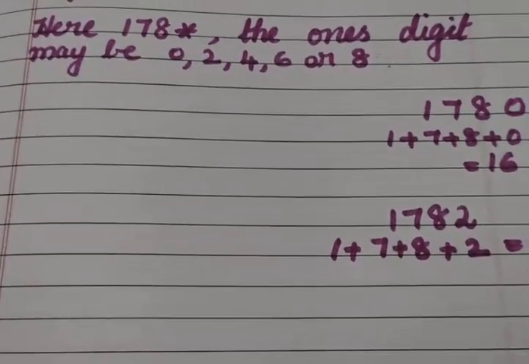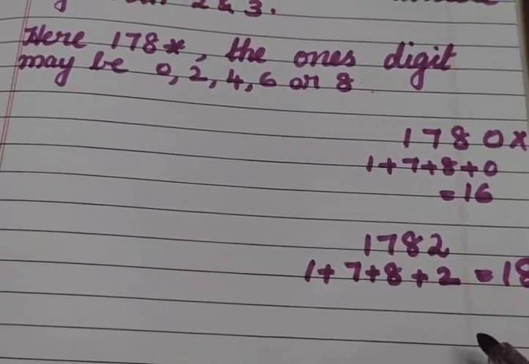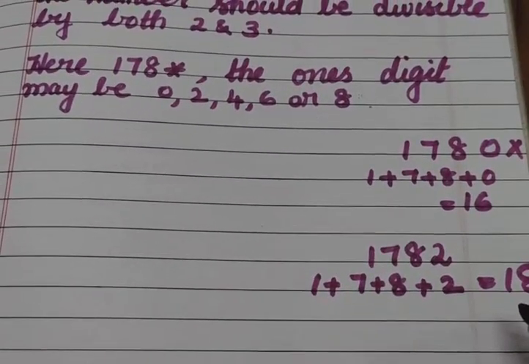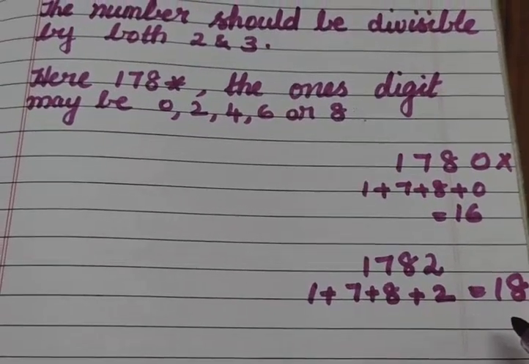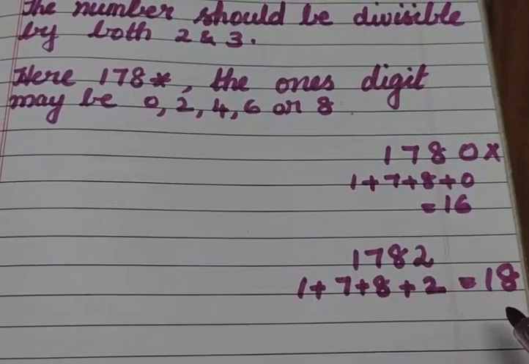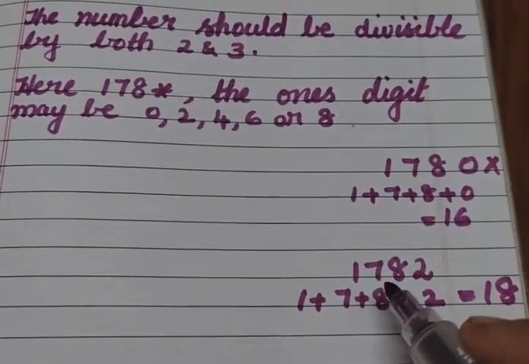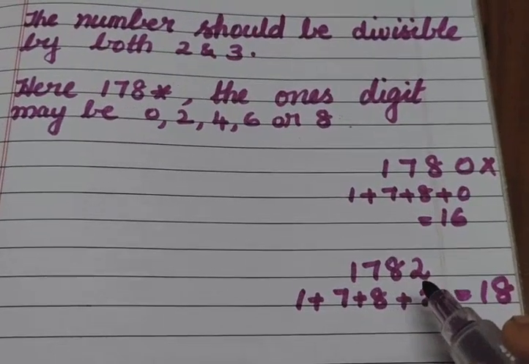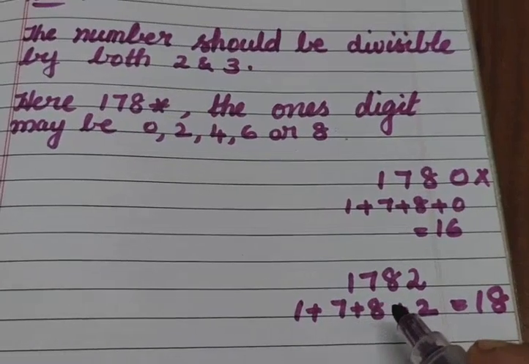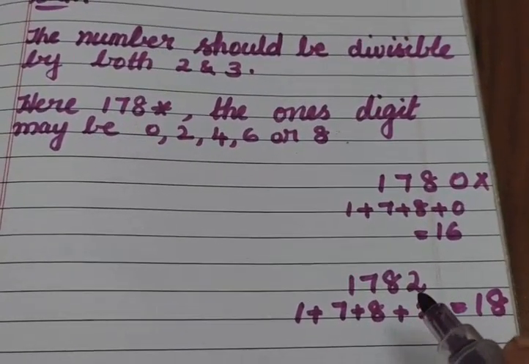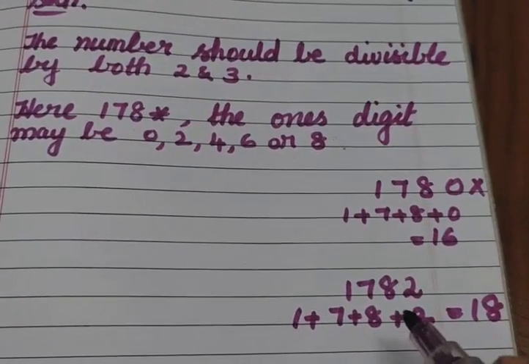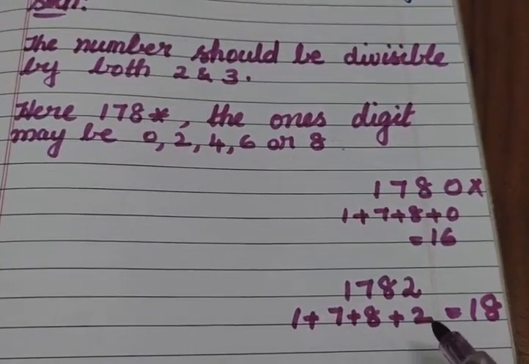Is 18 divisible by 3? Yes, in the table of 3, 18 is there, is it not? 3 6s are 18. Is it not, children? So 18 is divisible by 3. Then here, 1782. Ones place 2 is there, so it is divisible by 2 also. So this 1782 is divisible by both 2 and 3. So we can say this 1782 is divisible by 6.